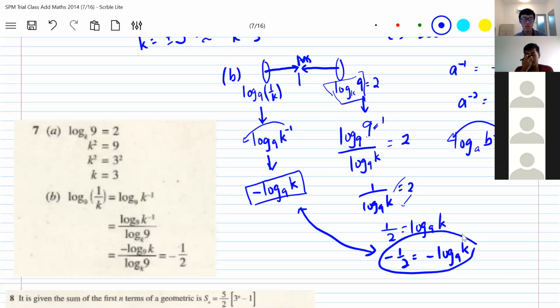Okay, this might take some time to understand. It's a little bit more playful with log. You have to be really good at logs and the formulas offhand, then it will be easier to solve this. If you cannot solve this offhand, cool.